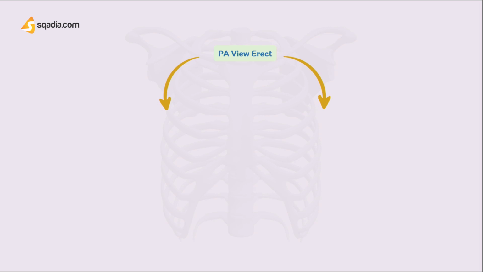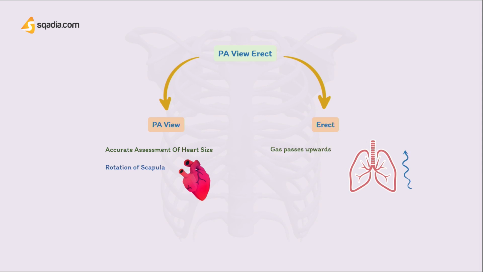The PA view is done for accurate assessment of the cardiac size due to minimal magnification. Also, the scapula can be rotated out of the way. The reasons for performing the film erect, which means standing upright, include the gas moving upwards, so any free air underneath the diaphragm is more easily diagnosed. The fluid passes downwards, so any fluid is also more easily diagnosed. There is also a physiological representation of blood vessels and lungs. If it were taken in the supine position, in other words, lying down, the mediastinal veins and upper lobe vessels of the lungs may be more distended than normal, leading to misinterpretation.